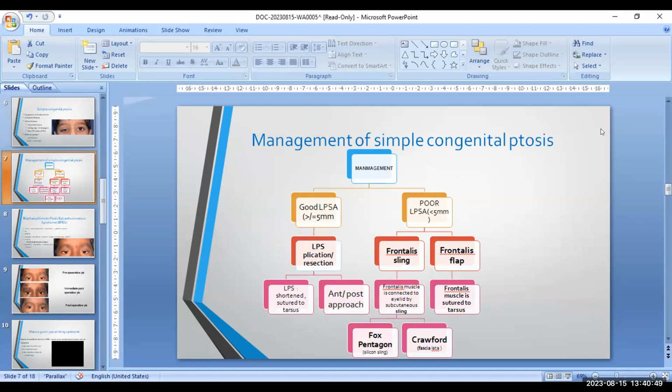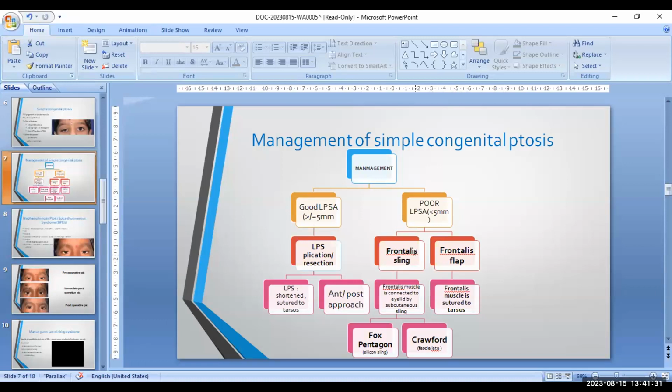If it is good, that is more than or equal to 5 mm, we can do LPS plication or resection. In this surgery, we are going to shorten the levator muscle and suture it to the tarsus. It has two approaches, anterior and posterior, through skin or conjunctiva. If the levator action is poor, we have to do frontalis sling. That is, we are making a connection between frontalis muscle and eyelid with the help of a subcutaneous sling, which elevates the eyelid. There are two types of sling, that is autogenous and non-autogenous.